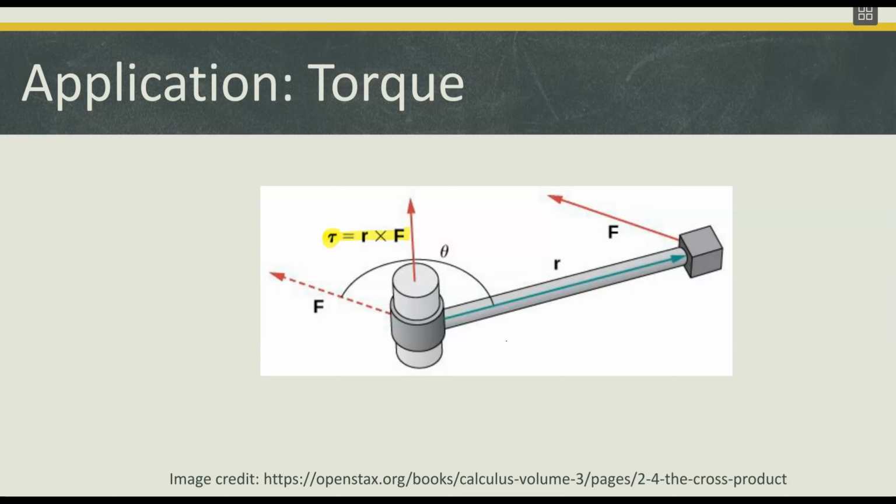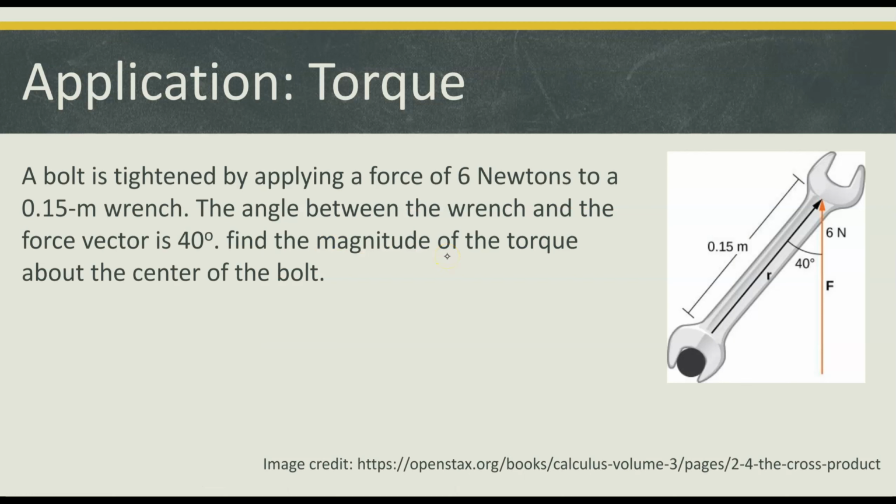Now, one thing to note, the typical symbol for torque is this lowercase Greek letter tau. Now, depending on the threading of that bolt, that torque, that rotational force, will either loosen the bolt or tighten the bolt. So now let's apply that reasoning here on this particular bolt and wrench.